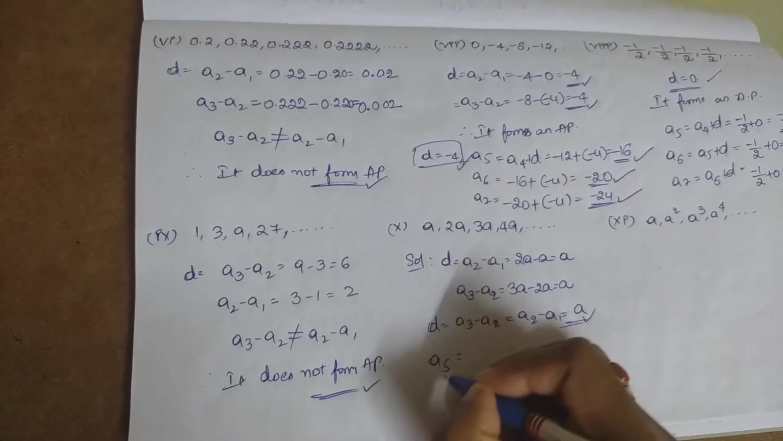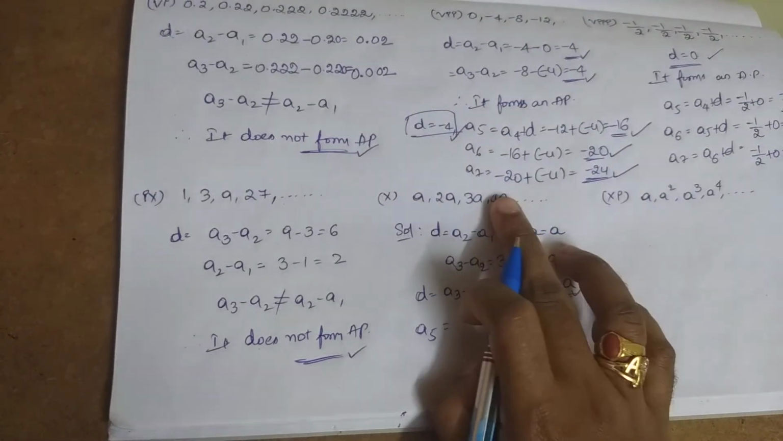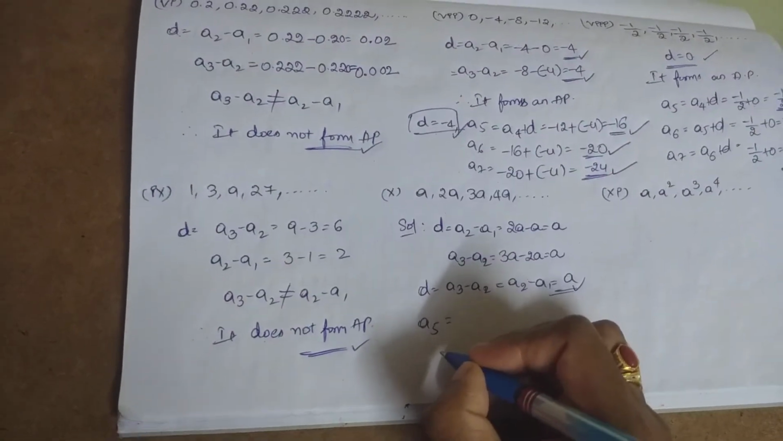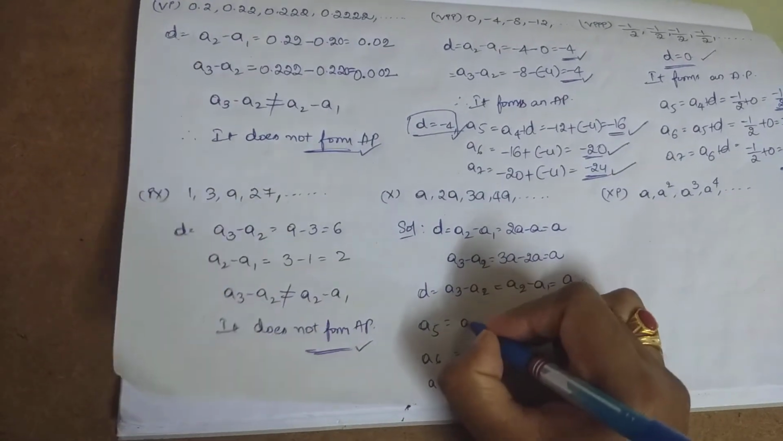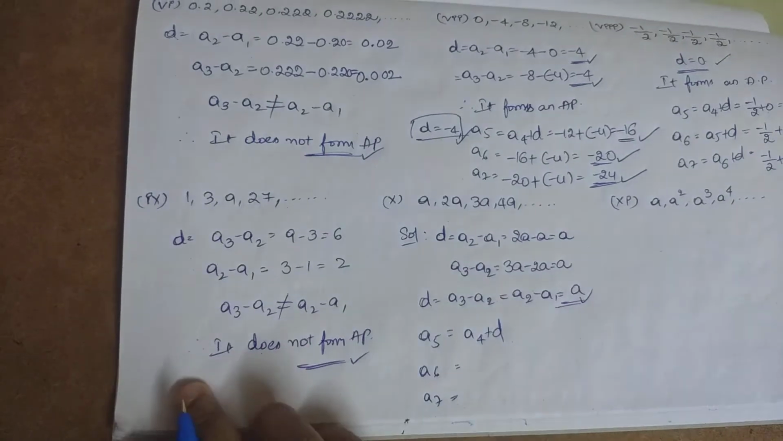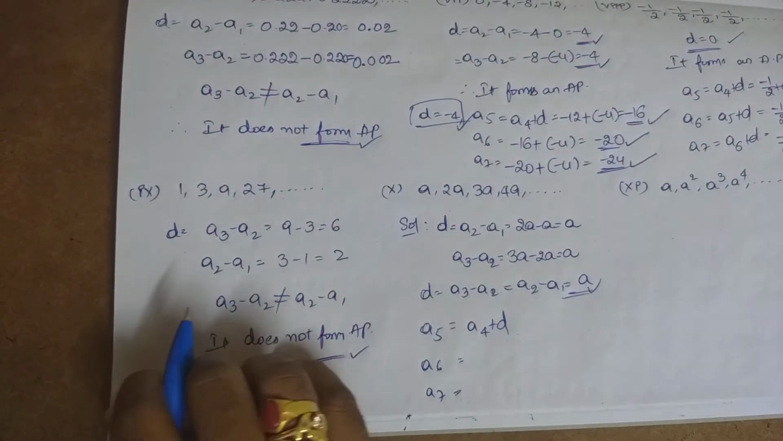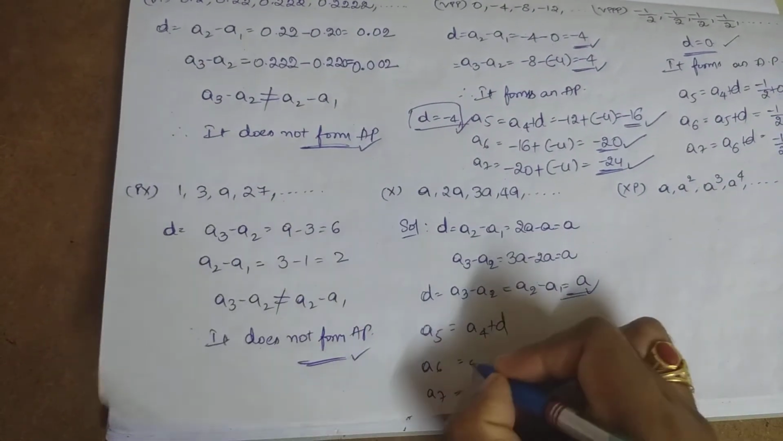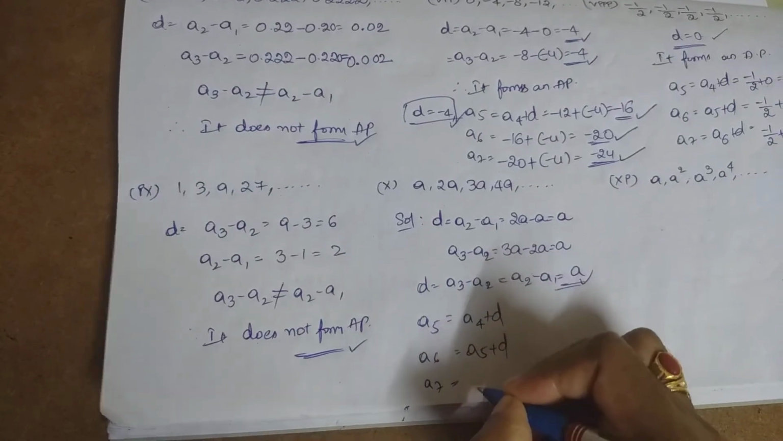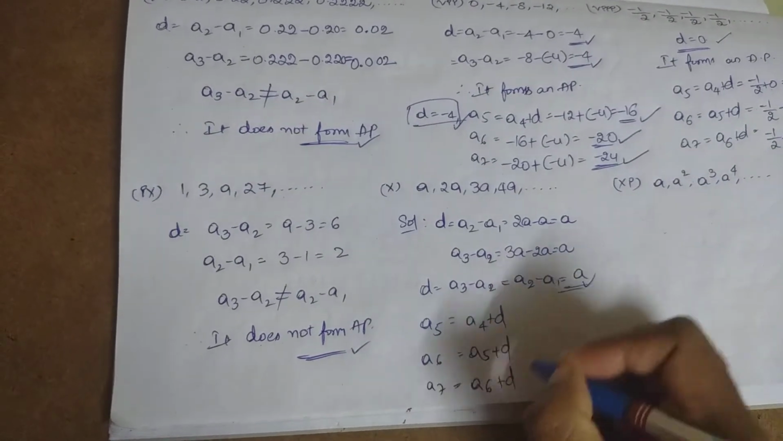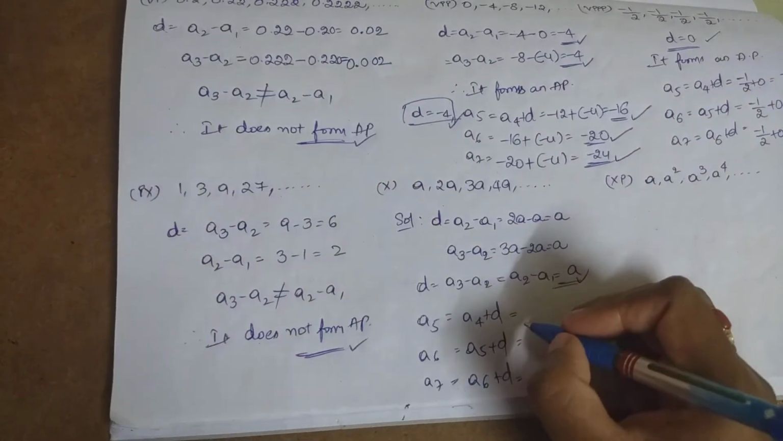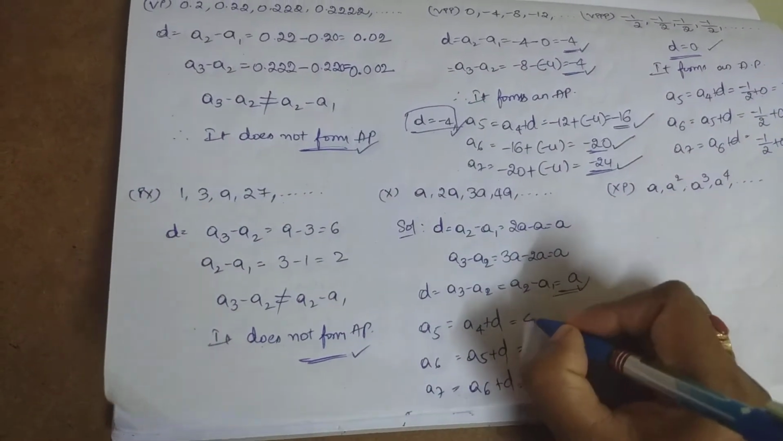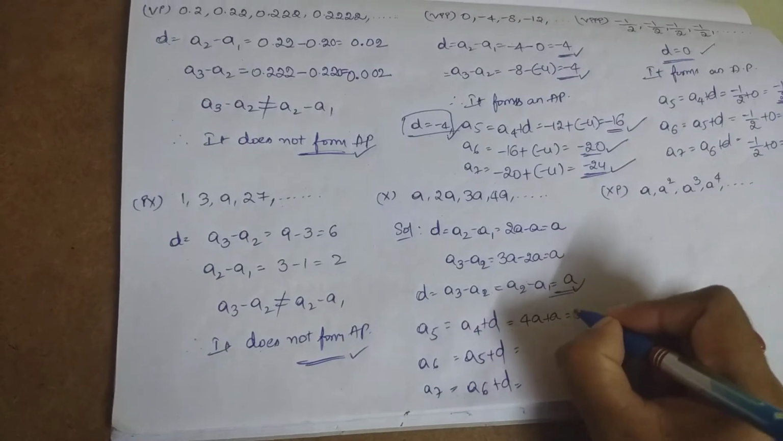You have to find the next 3 terms. So here they have given the 4th term. So find the 5th term, 6th term and 7th term. What is the 5th term? Nothing but a4 plus common difference. 6th term is nothing but a5 plus common difference. And 7th term is nothing but a6 plus common difference. What is a4 here? a4 is nothing but 4a. Correct. So 4a plus a. What will you get? You will get 5a.